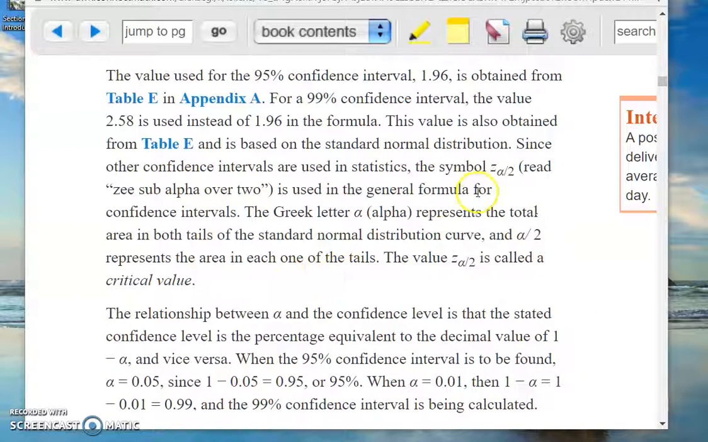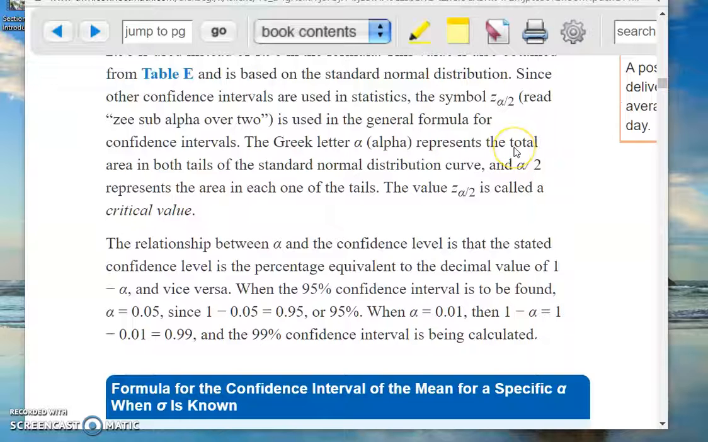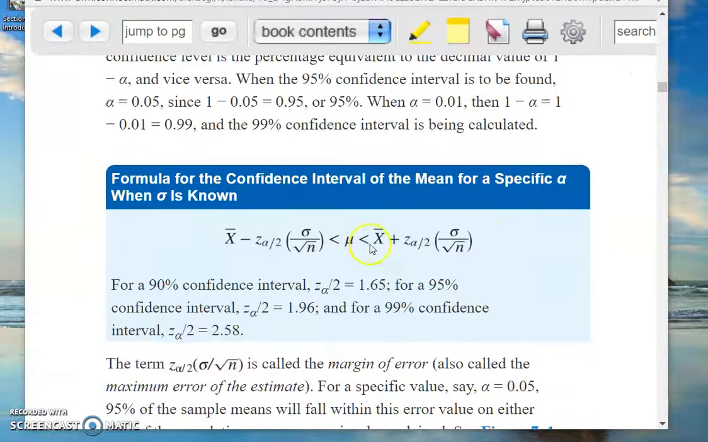So this symbol z sub alpha over 2 is used in the general formula. That's what we're going to use down here, because otherwise we'd have to write down a formula for every single confidence interval or every single confidence level that we wanted. We'd have to have a different formula. Well, that'd be kind of stupid, right? So what we do is we say, without loss of generality, this is the z value that we're going to choose. What's the z value?